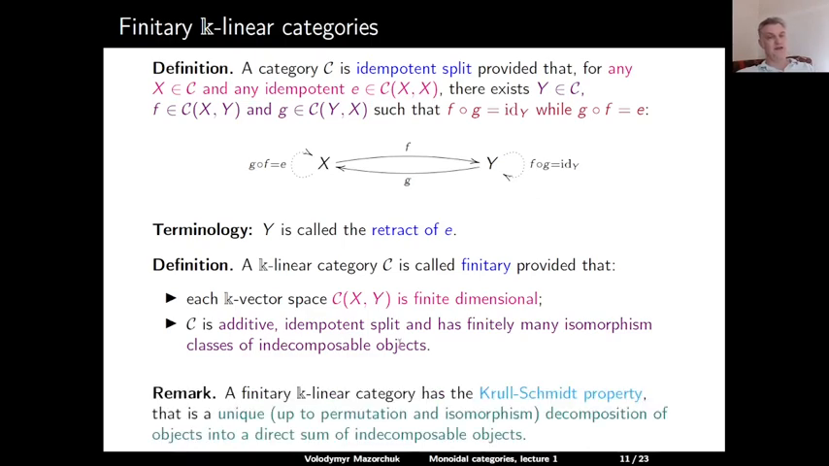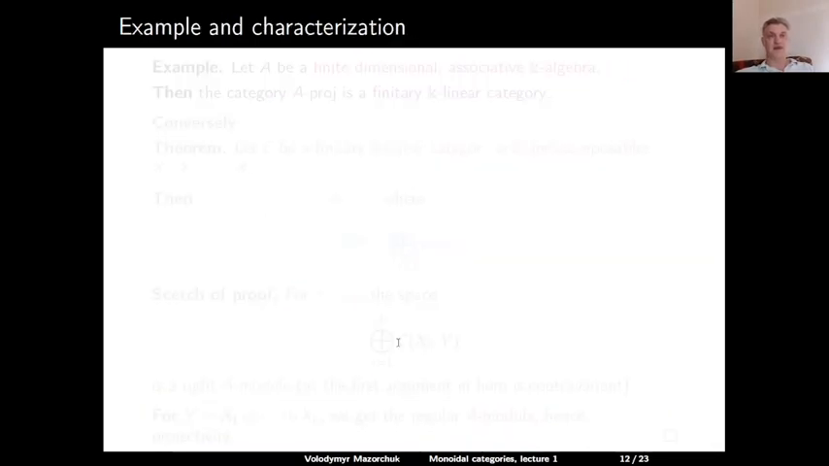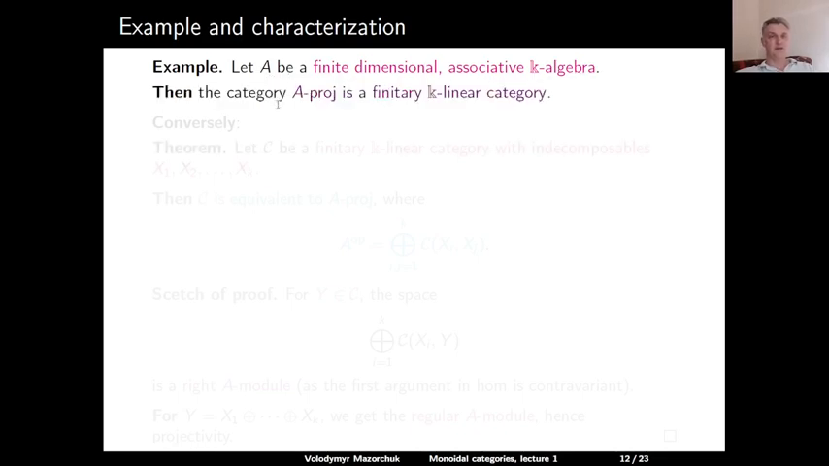Remark: any finitary k-linear category has a Krull-Schmidt property in the sense that it has a unique decomposition of objects into direct sum of indecomposable objects. Of course, unique up to permutation and isomorphism. Here is a typical example of a finitary k-linear category. Let A be a finite dimensional associative K algebra. Then the category of all finitely generated projective modules over A is a finitary k-linear category.